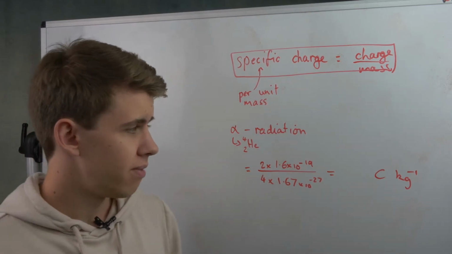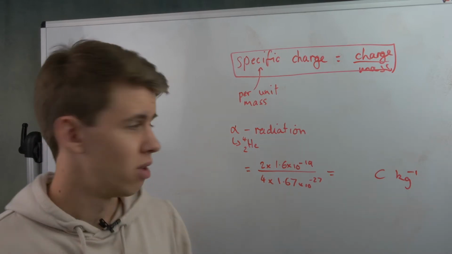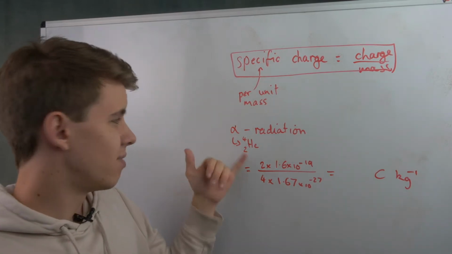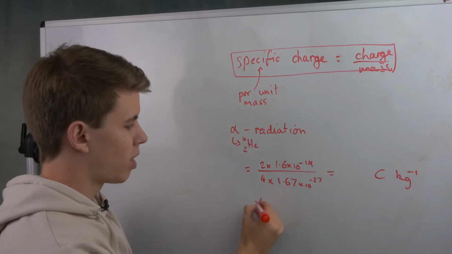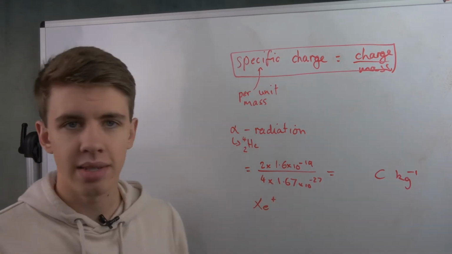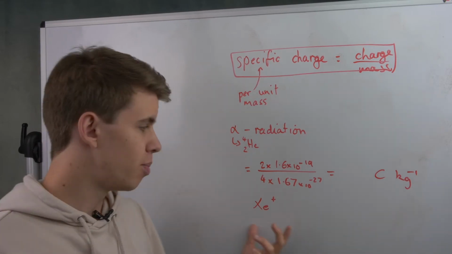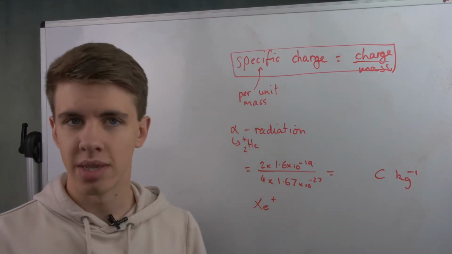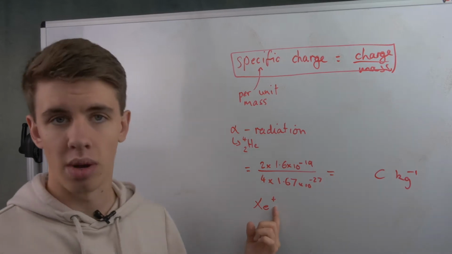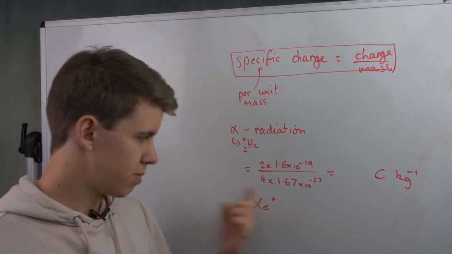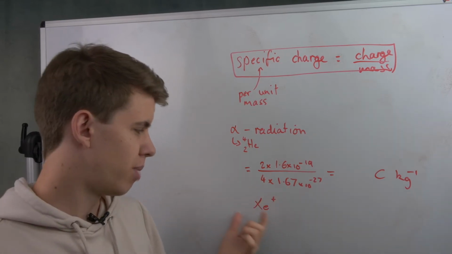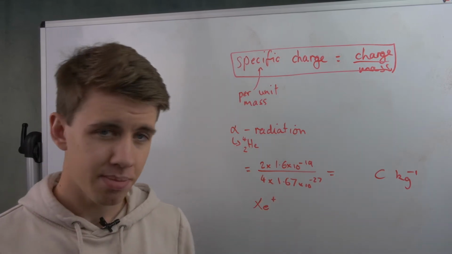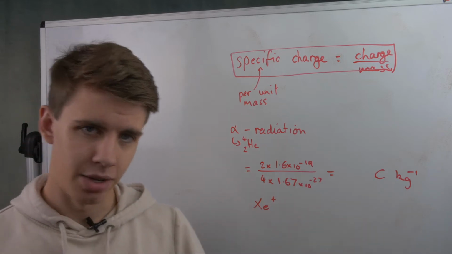And this is a very straightforward topic. All the questions will be the same. They might give you different values. They might say it's a xenon plus ion, in which case you know your charge isn't going to be all of the protons in the nucleus, it's then just going to be that 1 plus. And so your specific charge for this would just be 1.6 times 10 to the minus 19 divided by the mass of xenon, which is your protons and neutrons.